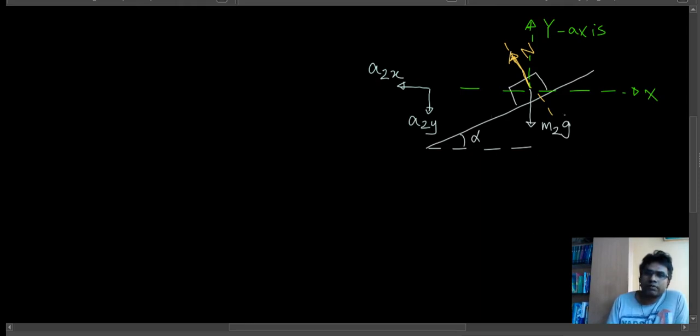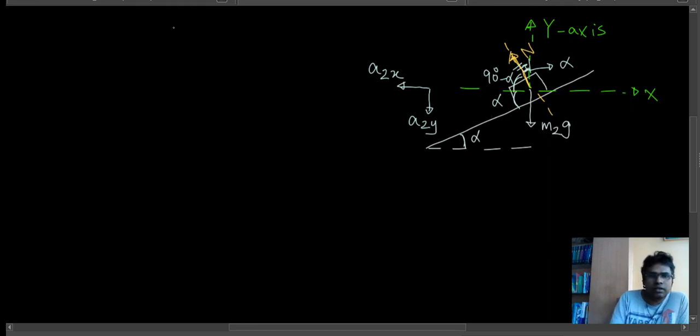Now, the gravitational force, we don't have to take the components, but if you look at the normal force, we will have to resolve the force vector along the x-axis and y-axis. So if I take its components, let's say this angle is alpha, so this angle will be alpha. And then this other angle is 90 degrees minus alpha, so you get this angle as alpha.